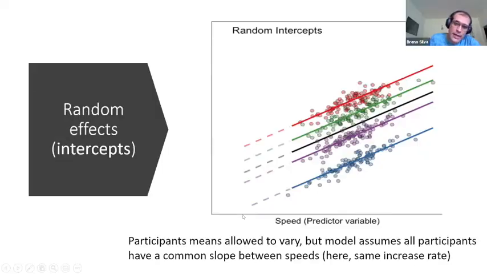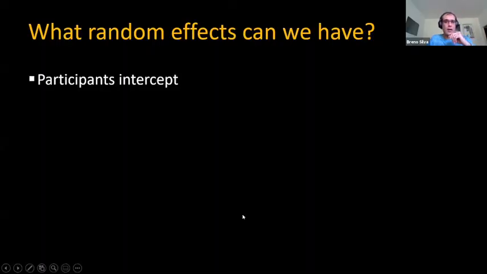Okay, so let's look at our data now. We can ask for the participant's intercept. So we would assume that different participants have different proportional reading times.